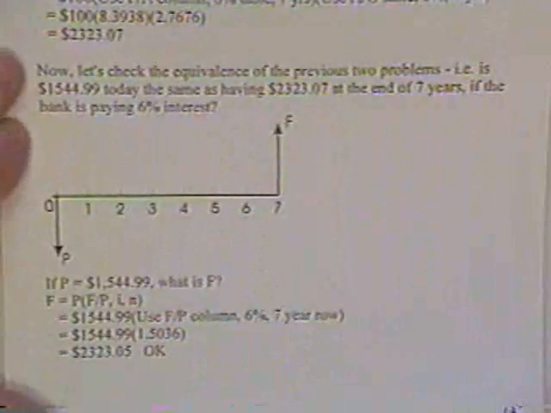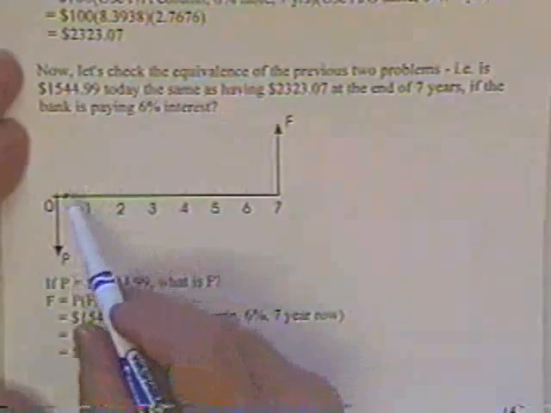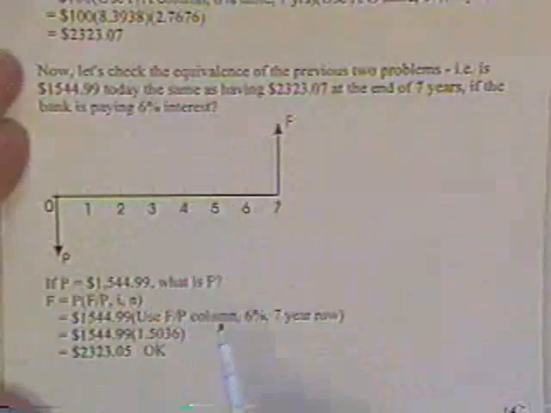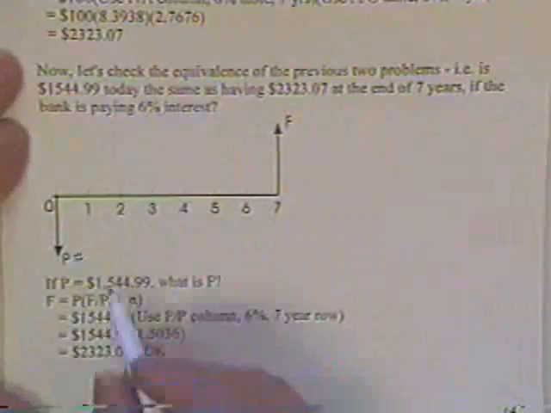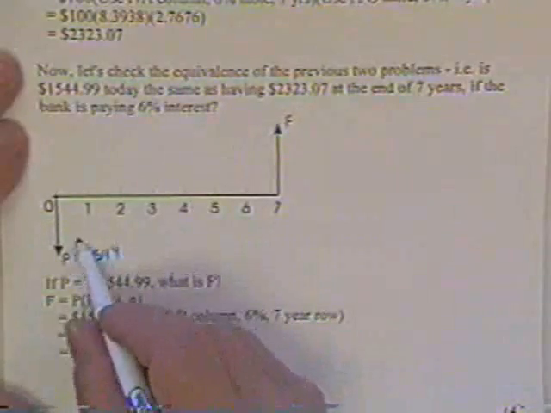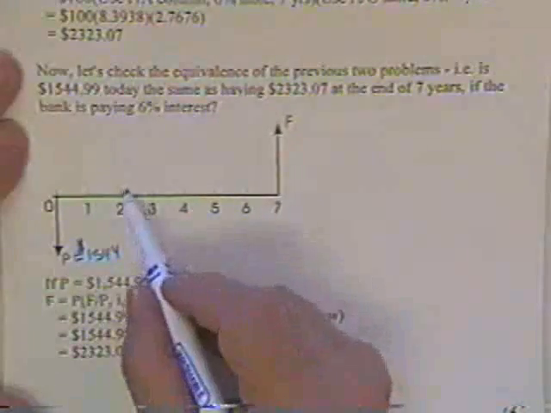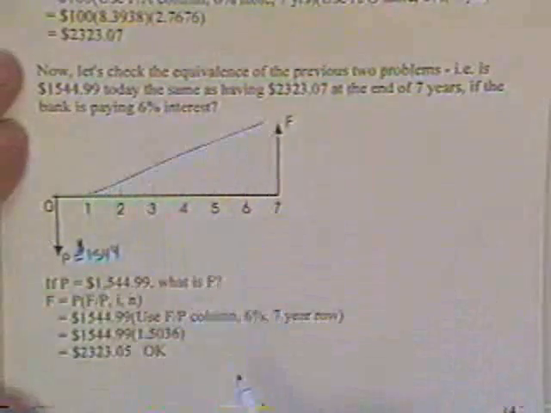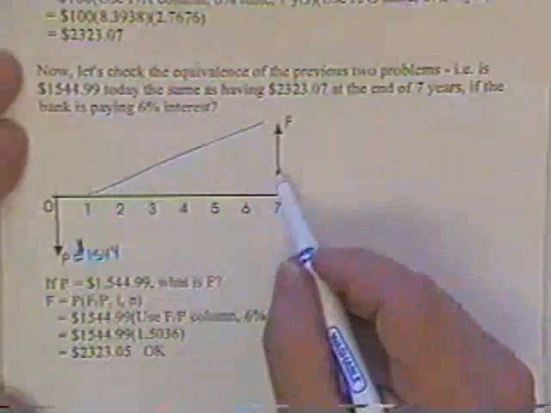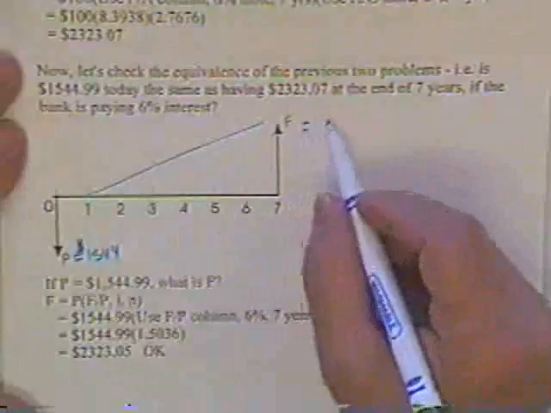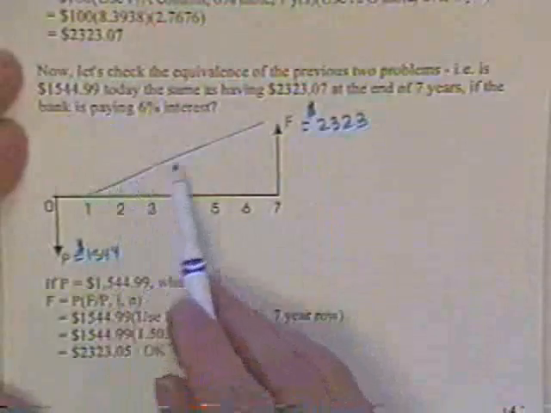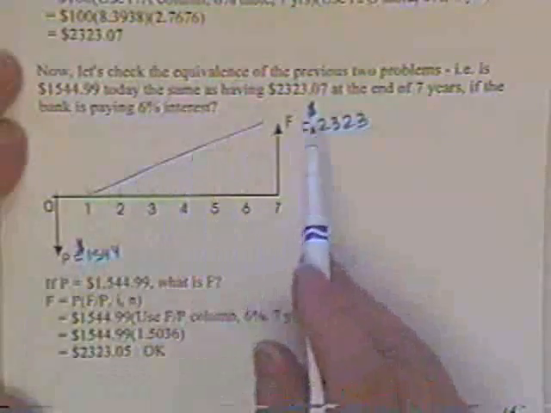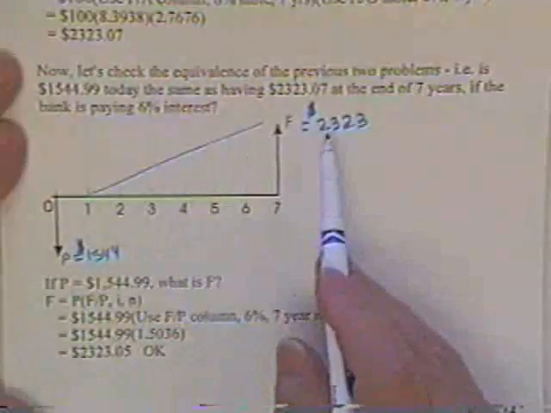Now, in this case, we're kind of doing the same thing as we did before. We ran a $100 gradient up between times 0 and 7. The P value we found here was $1,544 for that gradient. And the present value, and the future value we found for that same gradient right above here is $2,323. And if that's true, then this string of money giving this and this string of money giving this, then this ought to be the same as this, ought to be equivalent.